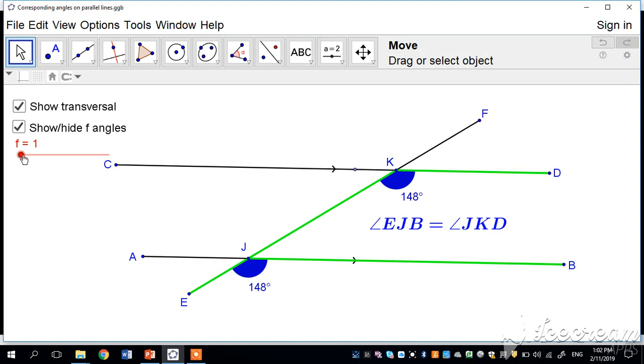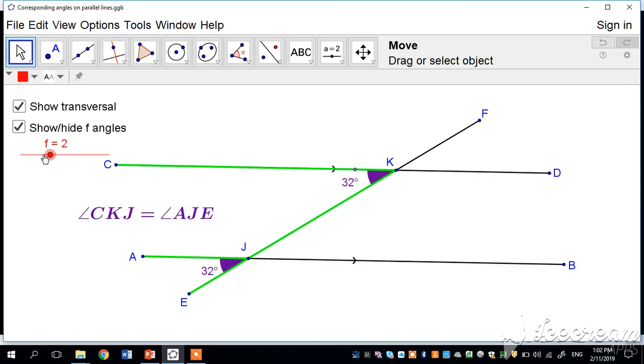Right, let's show you another pair of corresponding angles, which are these two tucked in here. One up here, one down here. This angle up here is called CKJ, which is 32 degrees. And this angle down the bottom is called angle AJE. And these two angles are equal because they are corresponding on parallel lines.